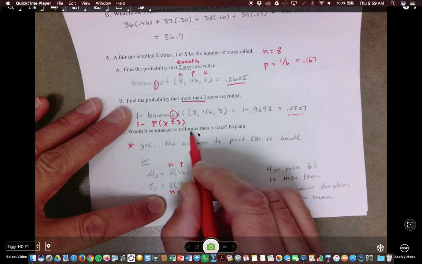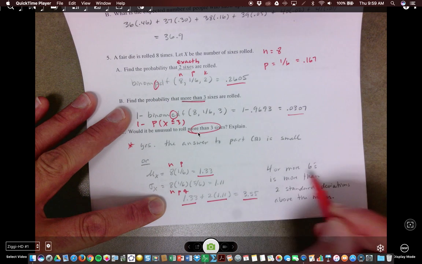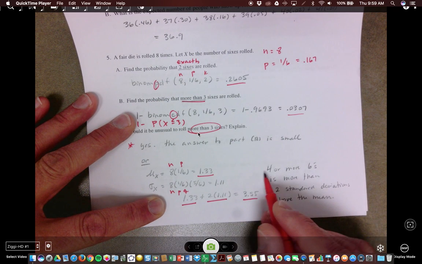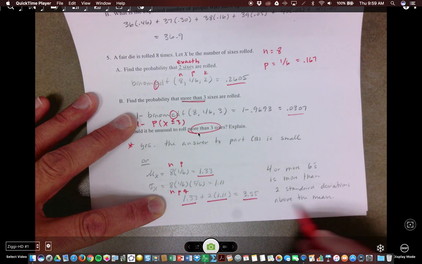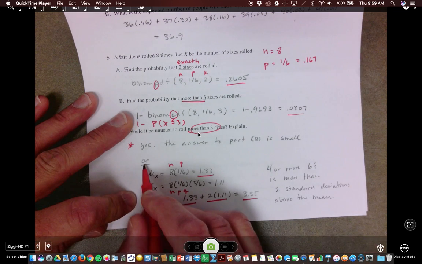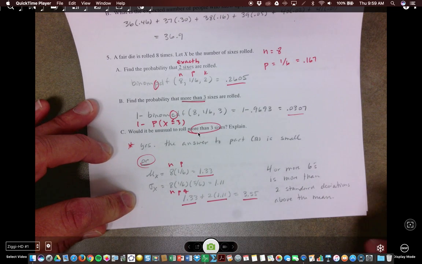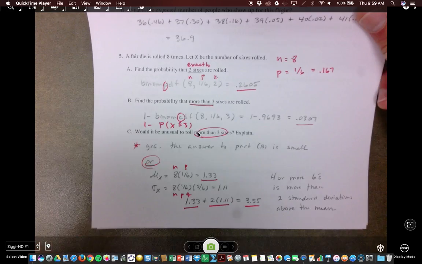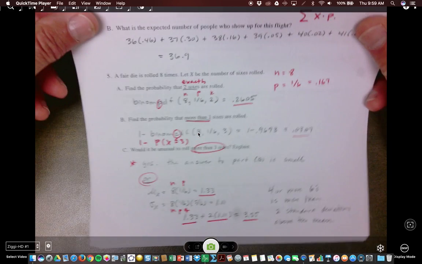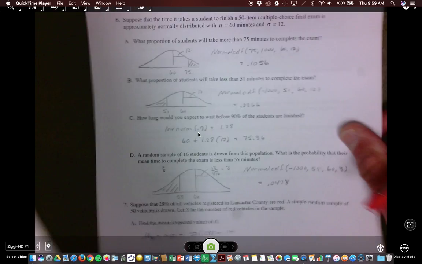Now the question says more than 3 sixes, which means 4 or more. And any number that's 4 or more is going to be more than 2 standard deviations above the mean. So this would be a perfectly good argument as well. This is the one that the book uses, but we know how to calculate that probability, so we might as well use the probability as well. Either one of those arguments would be fine on the exam.